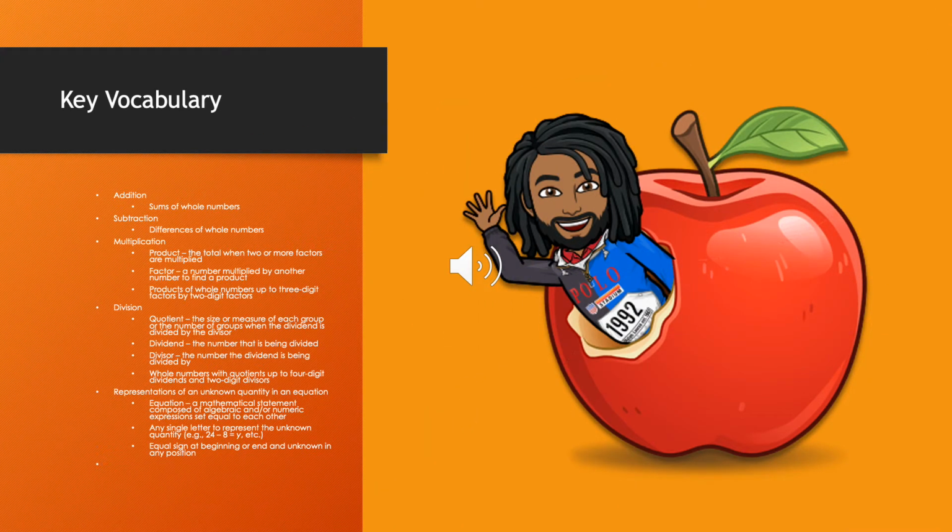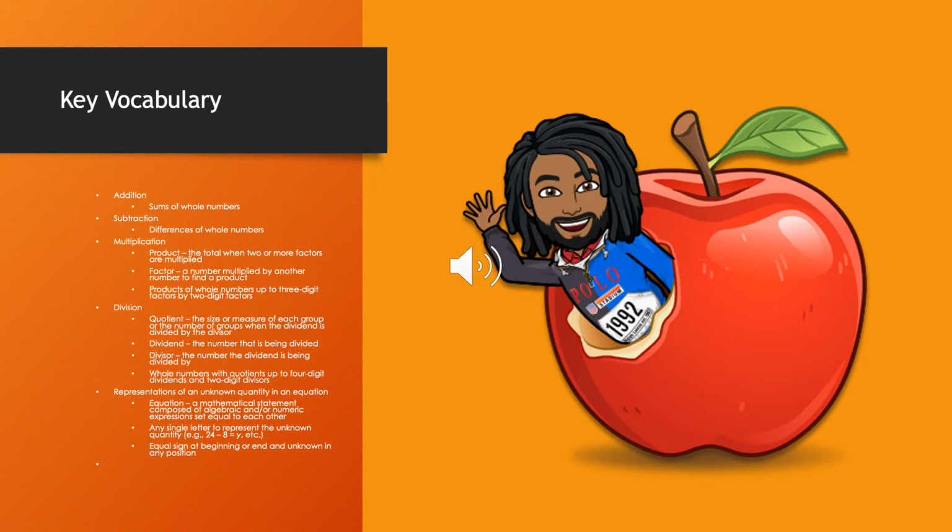Now students, we have some key vocabulary for this lesson, which is addition, which is the sums of whole numbers, subtraction, differences of whole numbers, multiplication, product, the total when two or more factors are multiplied. A factor is a number multiplied by another number to find a product, and we know that a product is the answer for a multiplication problem. Products of whole numbers up to three-digit factors by two-digit factors.